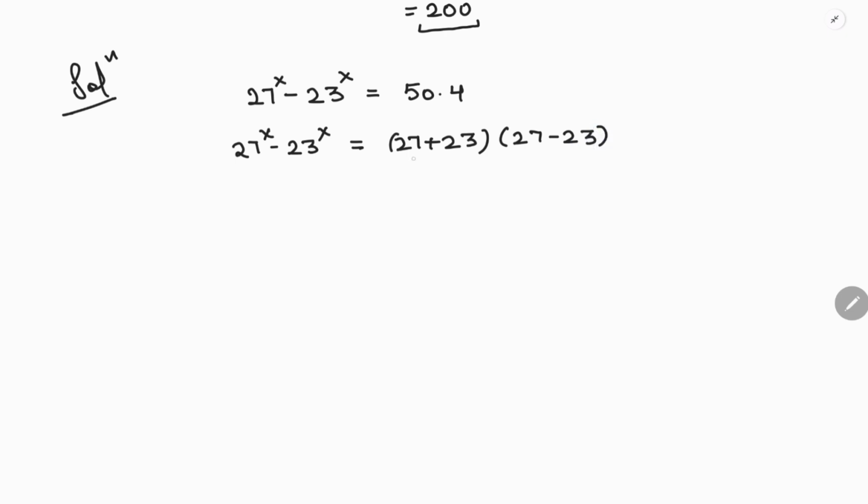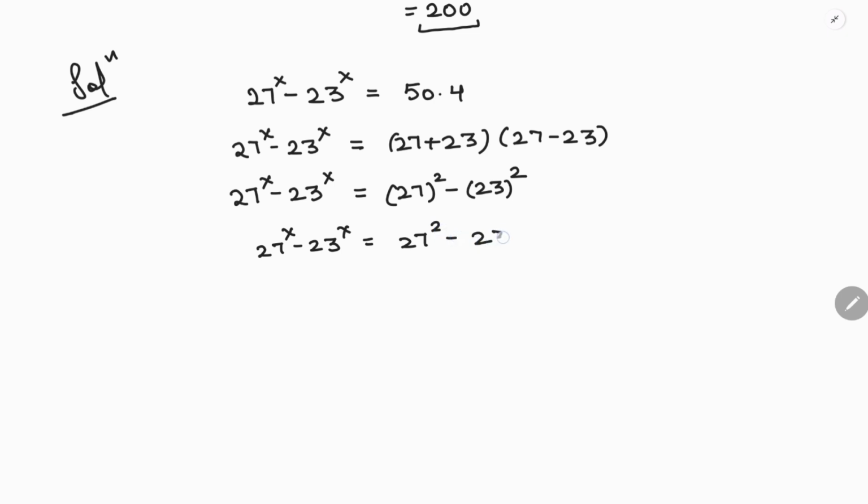Now, we can see that this is nothing but a plus b and a minus b, right? So left hand side will remain same, okay, and right hand side will be equal to a square minus b square, right? So now if you look at this, it is telling us that x is equal to 2.